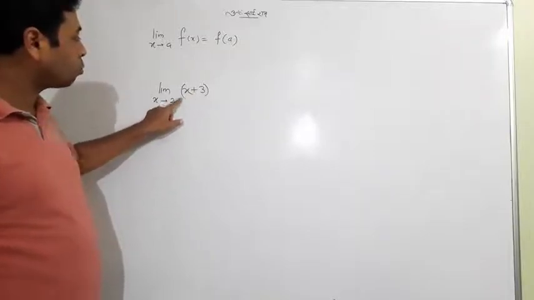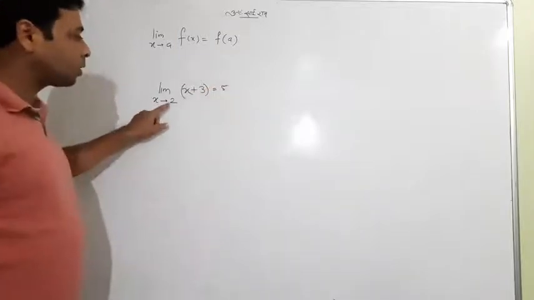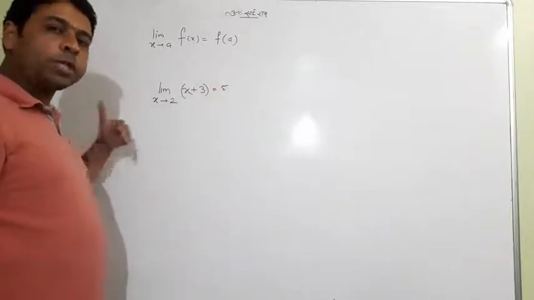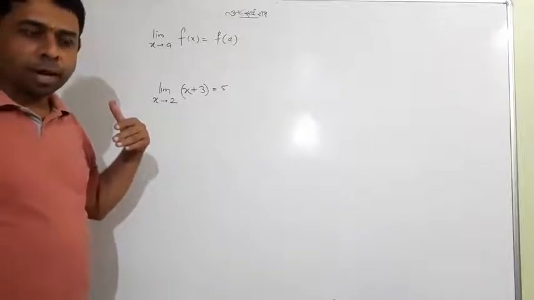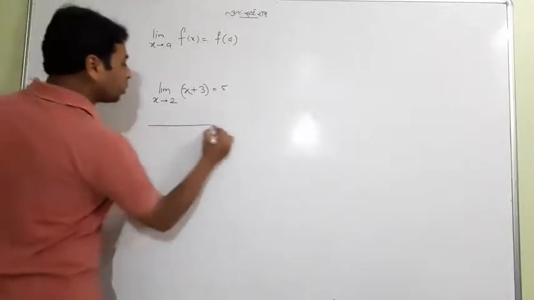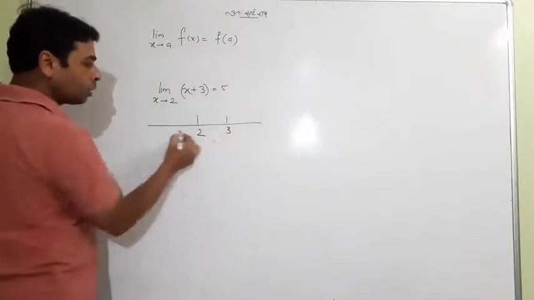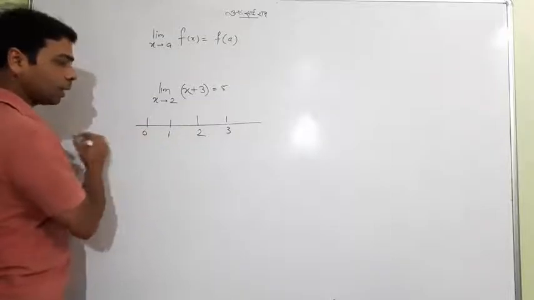One should simply apply the limit on that, or he or she will say that it is x tends to 2, 2 plus 3, 5. I know it is 5. But what is the meaning of tends to 2? Meaning x is going to 2. And again the meaning is x is going to 2 from which direction? So let me clear that. Suppose it is 2, obviously it is 3, it is 1 and it is 0 and something like that.